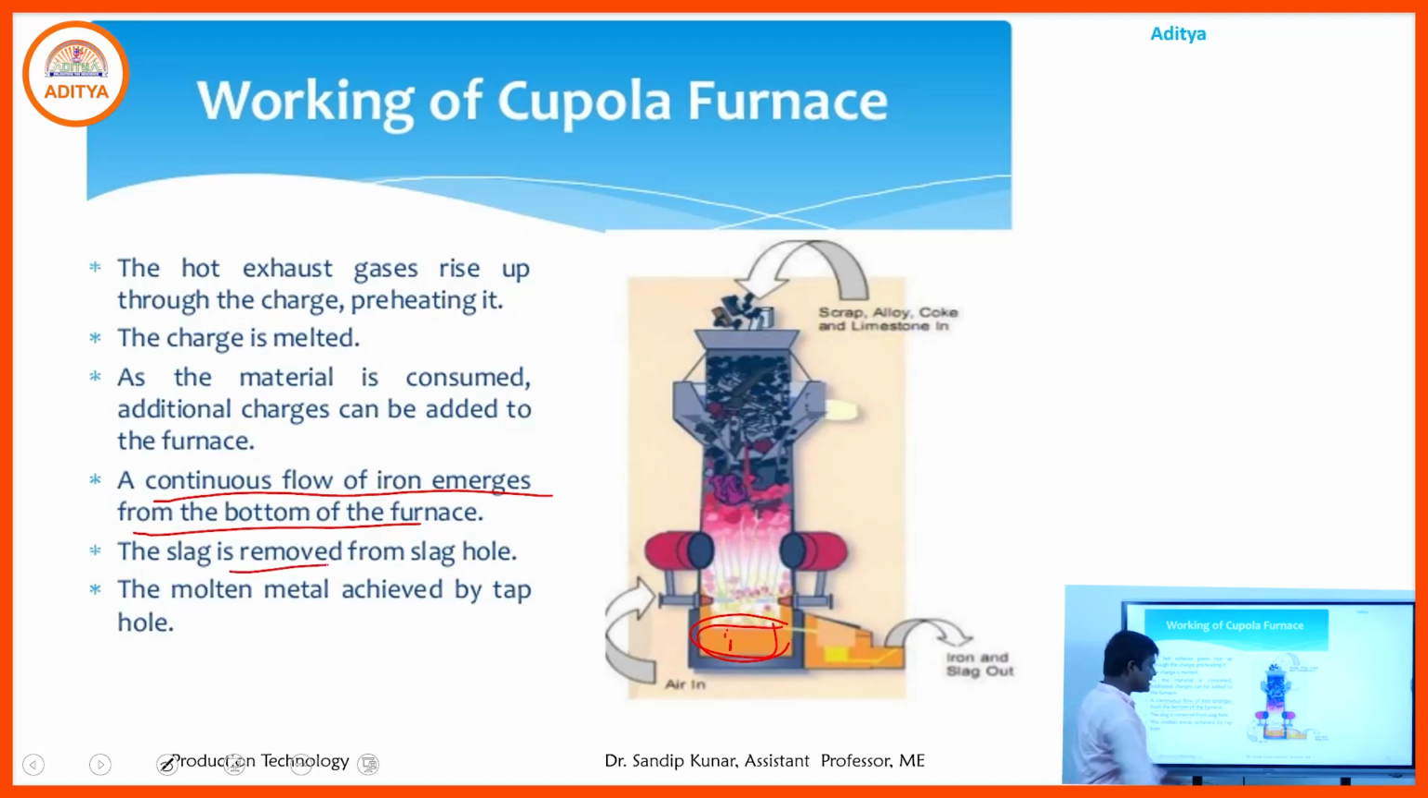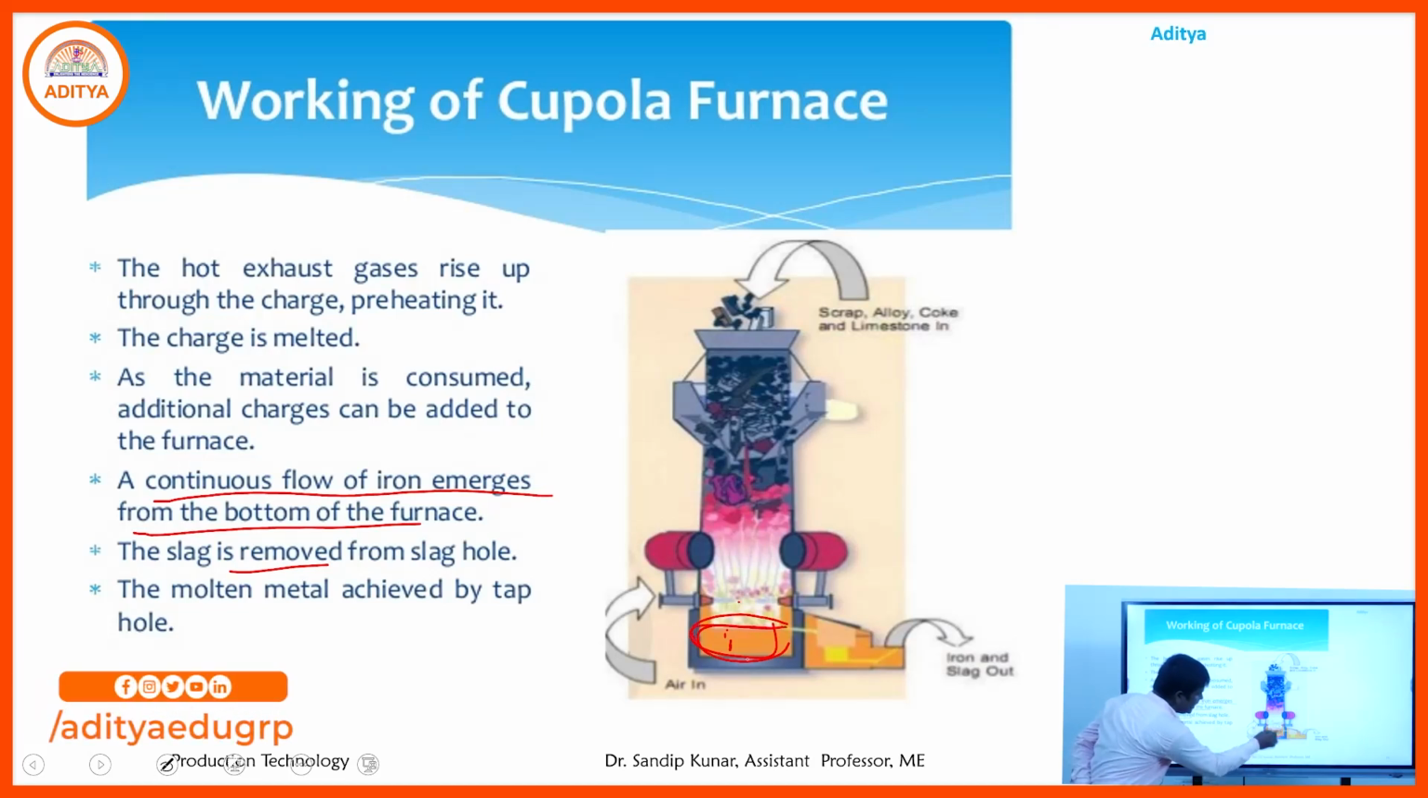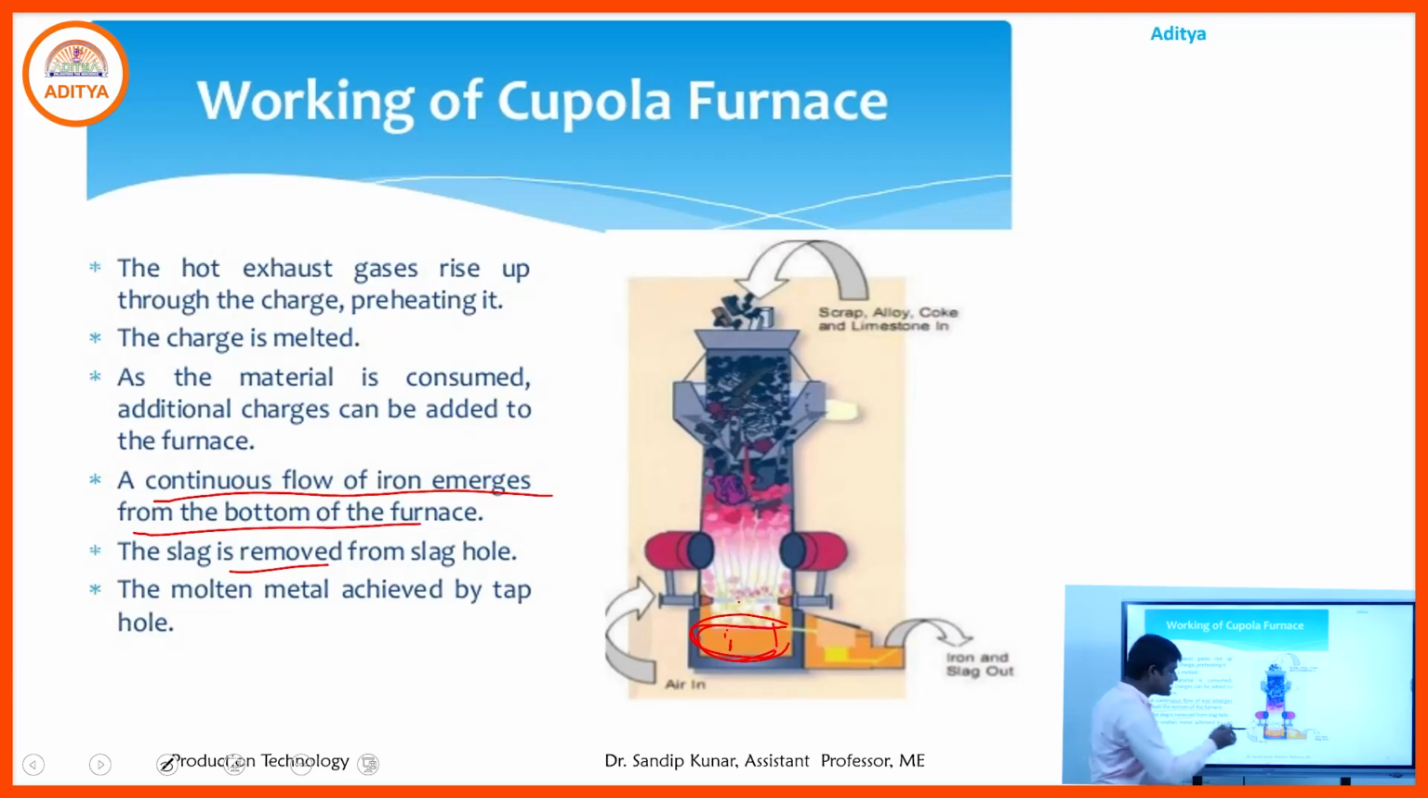One slag hole is present in the furnace. When molten metal comes to the well zone, the slag accumulates on the upper surface of the melting zone. Then we can easily remove the slag through the slag hole.